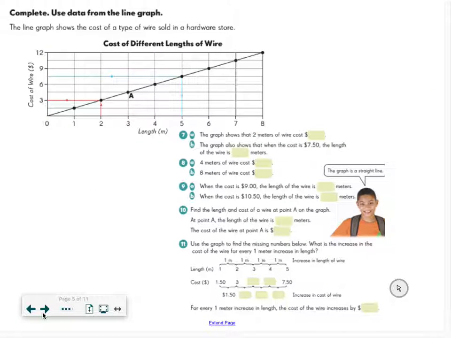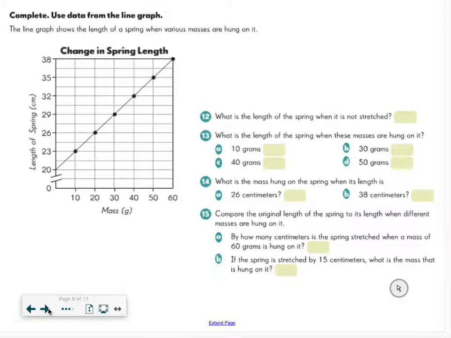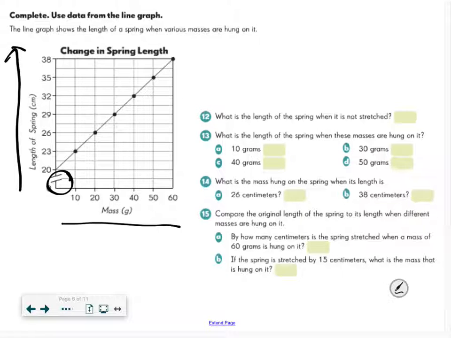I'm going to skip this one actually. This is the change in spring length. So again, the horizontal axis has the mass, or the amount of grams it weighs. And at the top we have the length in centimeters of the spring. Remember we talked about this little thingamajig, and we said it's showing that a big chunk of numbers is missing. So it starts at 0 and then goes to 20.